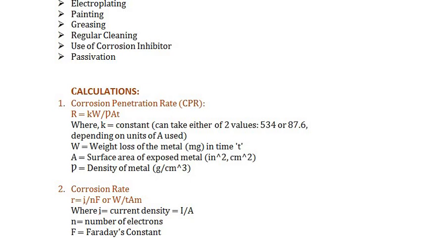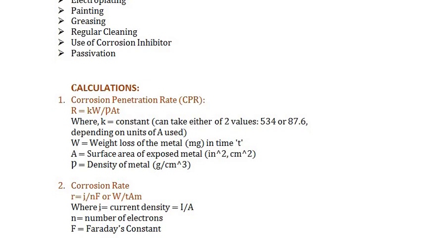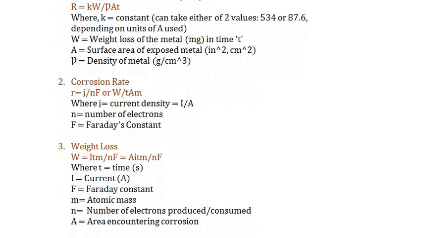So N is the number of electrons. For example, if you have iron 2, then your number of electrons will be 2, while your Faraday's constant is a constant, 96,500. The next formula we're going to look at is weight loss.